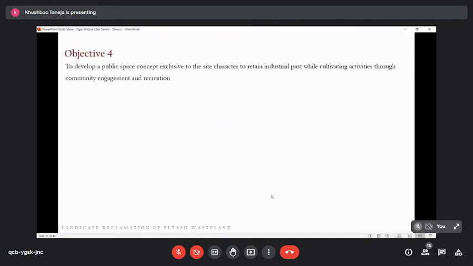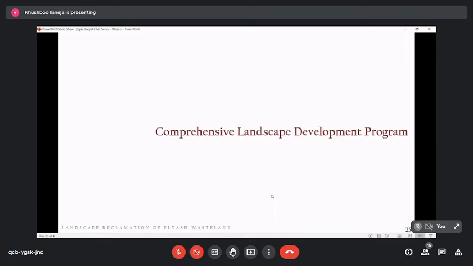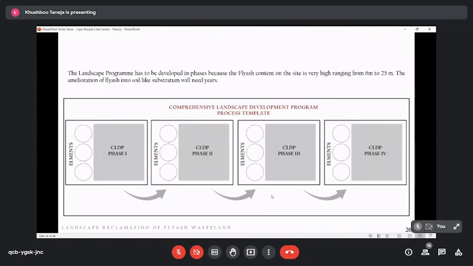Next is to develop a public space concept exclusive to the site character, to retain its industrial past while cultivating activities. So moving on to the landscape development program, this was the most interesting part which I found, because the process is really long. There has to be a template as to how we want to develop. It has to be done in phases, and obviously, like I told you, it takes a lot of time and years, so it has to be envisioned right at the start.